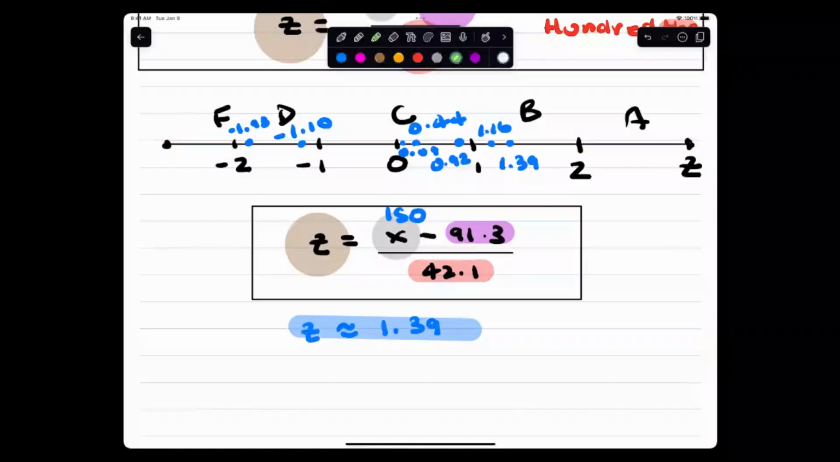Anything above that 2 or below the negative 2 is unusual. So it would be unusual if somebody got an A and unusual if somebody got an F. What do you guys think? You guys see how that works?